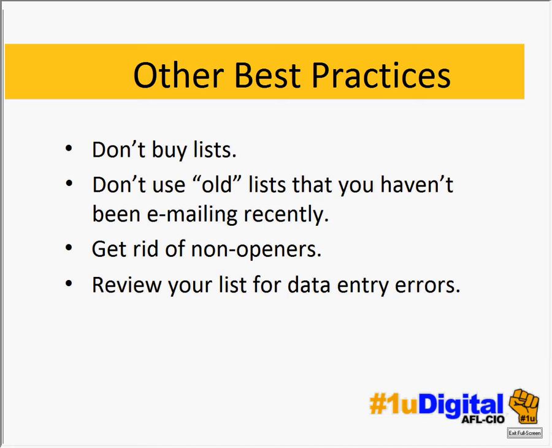So if I'm sending to 1,000 people and 10 people open it, and I'm sending to 500 people and 10 people open it, it may be the same 10 people, but to the internet service provider, it looks like the message I sent to only 500 people is a much more compelling message because a higher percentage of the people who received it opened it. And so that's why you get rid of non-openers on your list, because it makes the overall health of your list better.